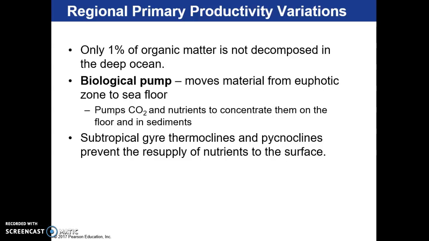And this is something that we see in looking at what's called the biological pump. The biological pump is moving material from the euphotic zone to the seafloor, and what is pumped is CO2 and nutrients. So you are able to look at the levels of nutrients and CO2 in the area in the past, because that gets captured in the sediment. And then you have your subtropical gyres and the thermoclines and pycnoclines that are associated with them, preventing the resupply of nutrients to the surface.